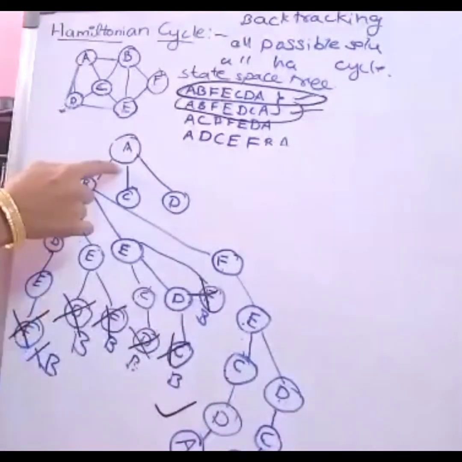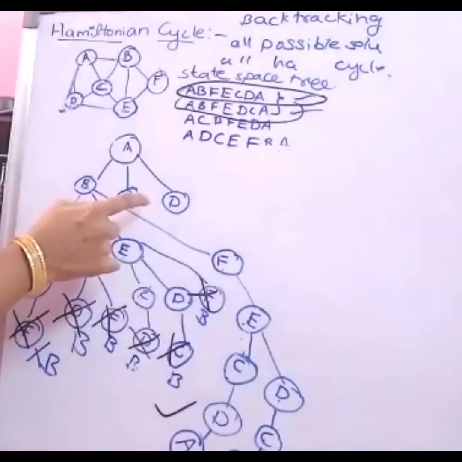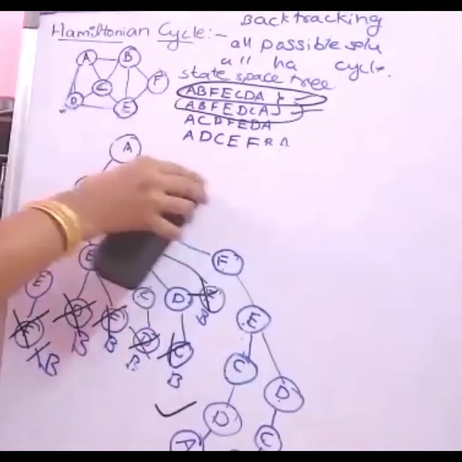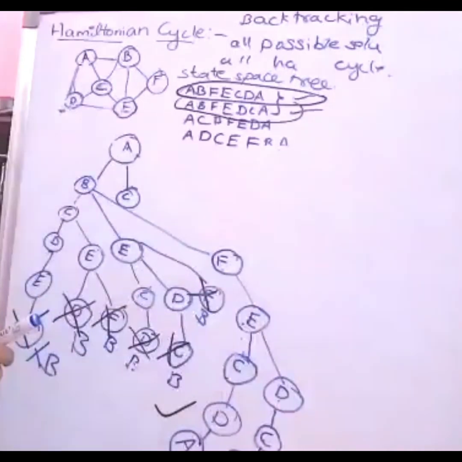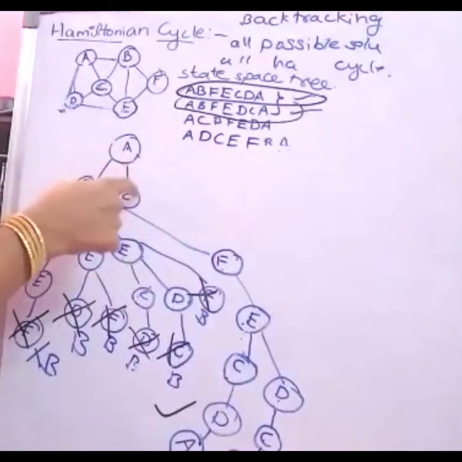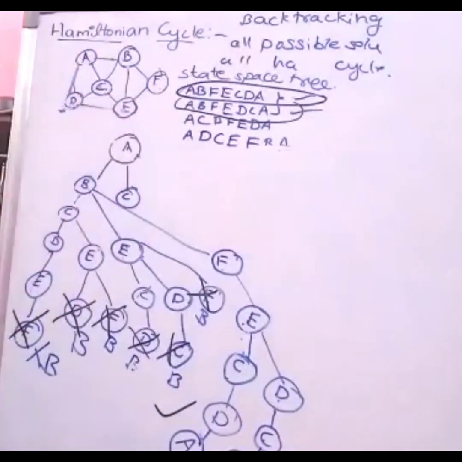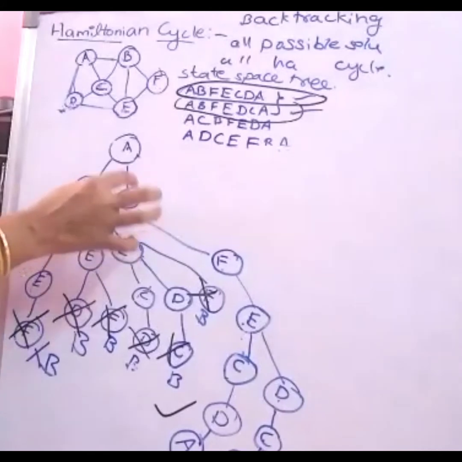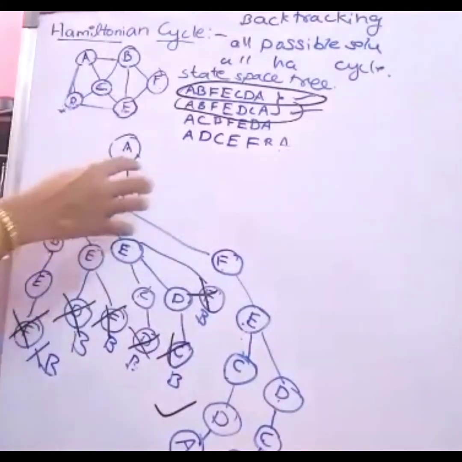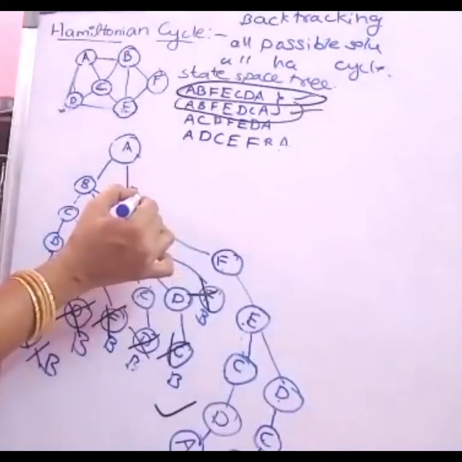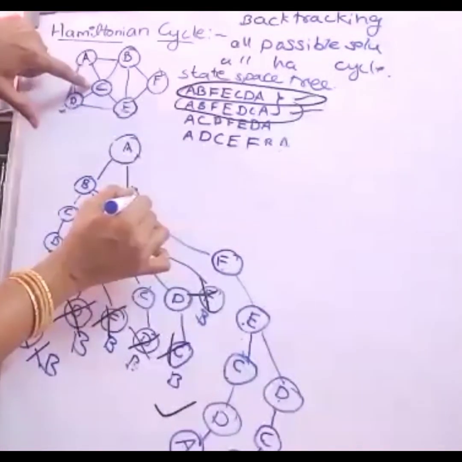So we need to go back and apply the technique from this point, erasing this one, and try to find another possible solution. For this graph, the only visited vertices till now are A and C. So from C, what are the possible solutions and what is it connected to?